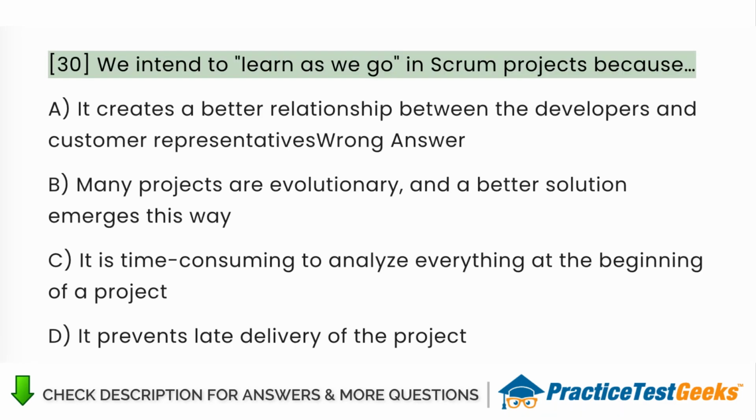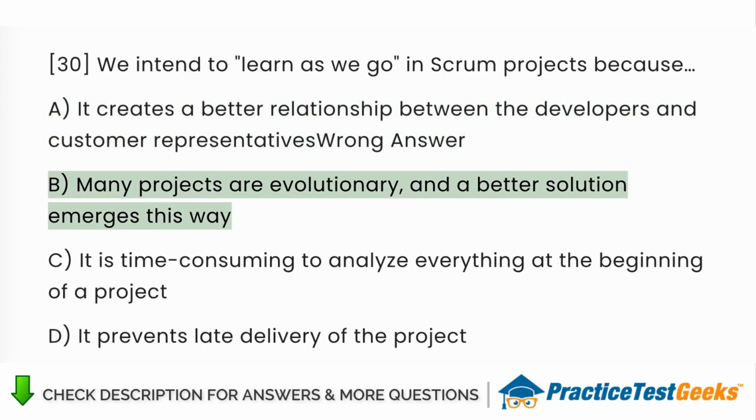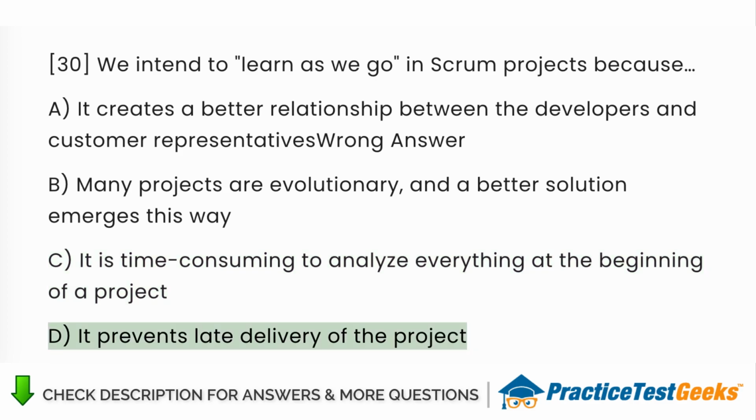We intend to learn as we go in Scrum projects because: A. It creates a better relationship between the developers and customer representatives. B. Many projects are evolutionary, and a better solution emerges this way. C. It is time-consuming to analyze everything at the beginning of a project. D. It prevents late delivery of the project.